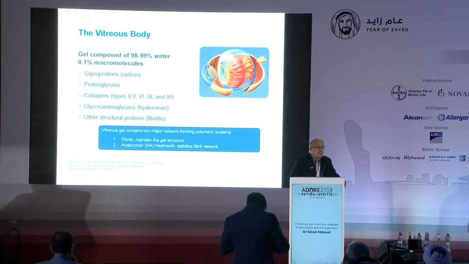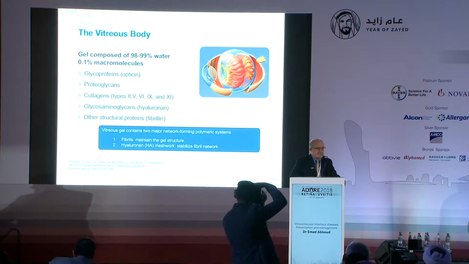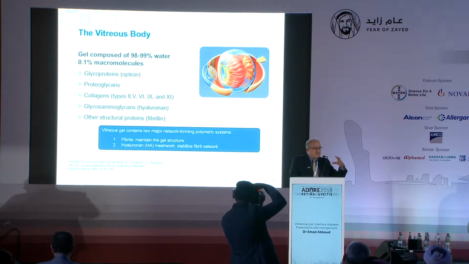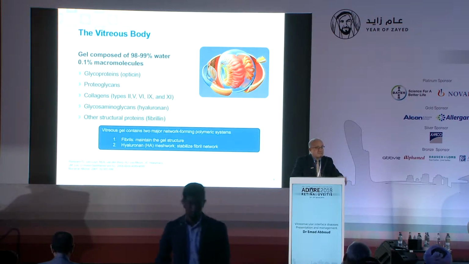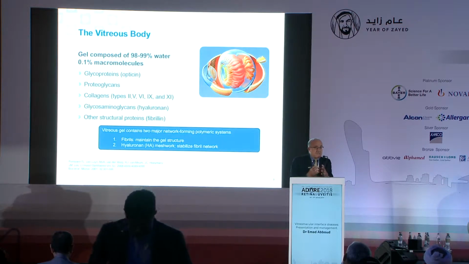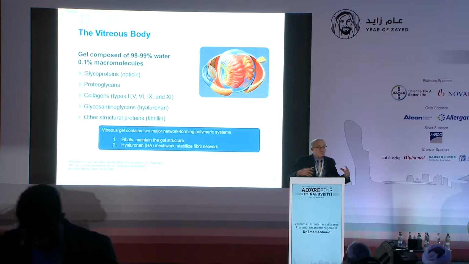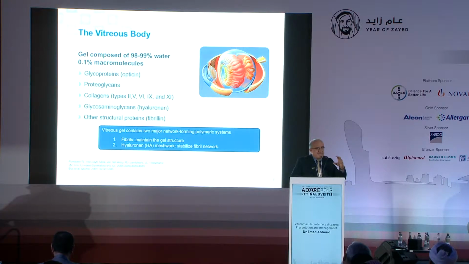And already Felipe very nicely alluded to what happens to the vitreous body. Just to understand a few fundamental things: the vitreous is really mainly water, 90% is water and some macromolecules. But what really gives the structure to the vitreous is two things. The hyaluronic acid, which stabilizes a framework of fibrils. And this is what gives the jelly its stability and its structure.